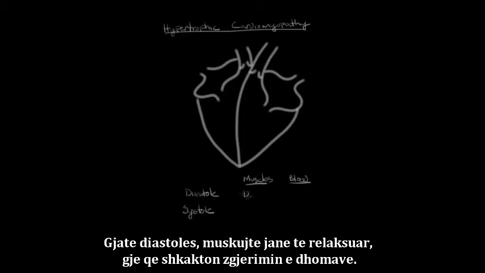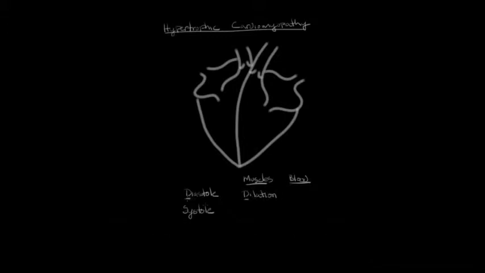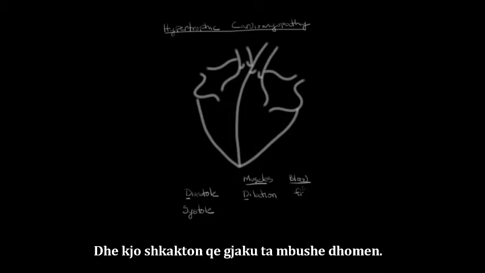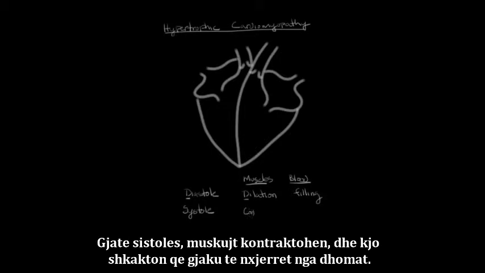And so during diastole, the muscles are relaxing, which causes dilation of the chamber. So you can think of D for diastole. And this causes blood to fill the chamber. During systole, the muscles are contracting. And this causes the blood to be ejected from the chambers.